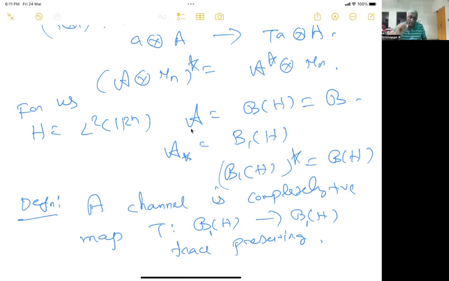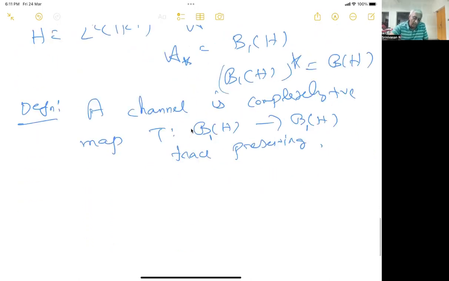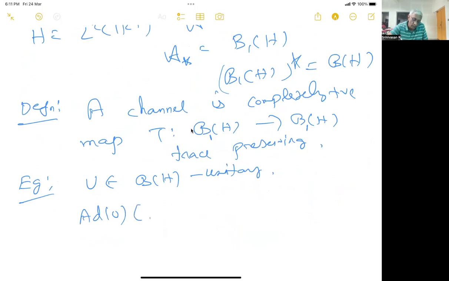Okay. So examples of channels. Let U be any unitary, then Ad U, an automorphism of B(H), is a channel, of course. It preserves the trace. If you take the trace, U star will cancel. Trace of rho is equal to trace of U rho U star. You can bring that U there, and the tracial property will ensure that it preserves the trace.